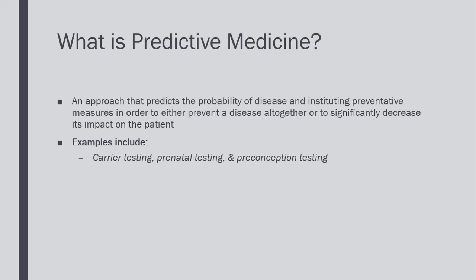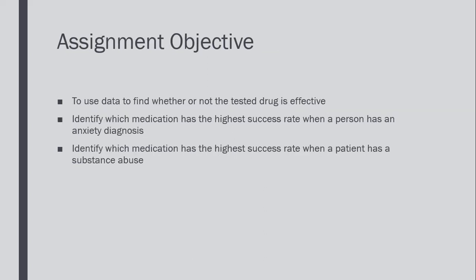Predictive medicine is an approach that predicts the probability of disease and institutes preventative measures in order to either prevent a disease altogether or to significantly decrease its impact on the patient. Some examples include carrier testing, prenatal testing, and preconception testing.